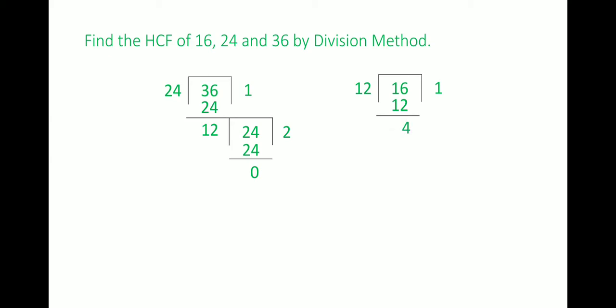And now this 12 comes out here, down here, and that 12 gets divided by 4. So 4 will divide 12 3 times. So 4 into 3 is equal to 12, and the remainder is 0. So this means that the HCF of these 3 numbers is not this 12, but this number over here, which gives the final remainder as 0. So this 4 is the HCF for all these 3 given numbers. So HCF of 16, 24 and 36 is equal to 4.